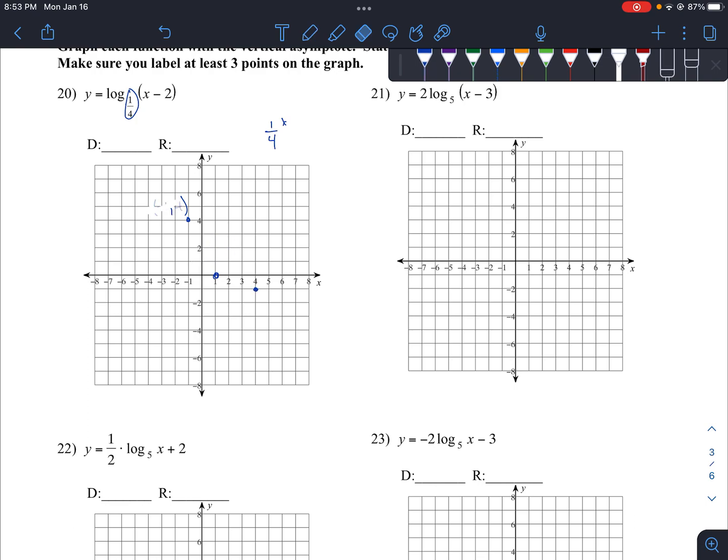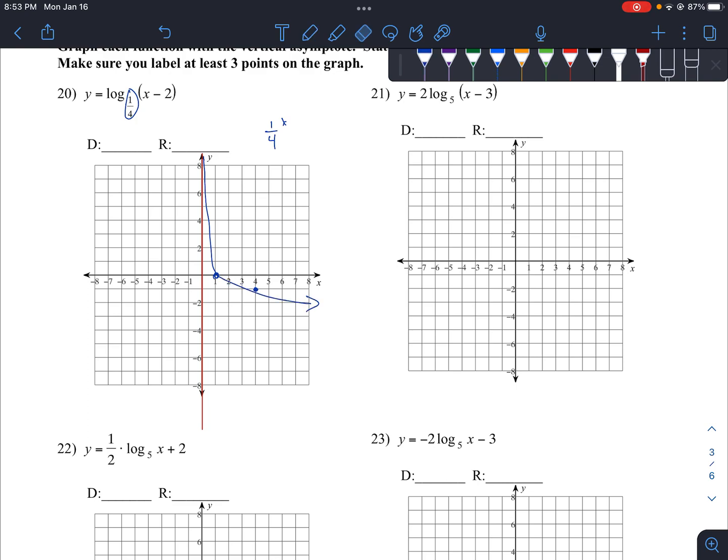So get rid of these. And instead of the asymptote being like this, for logarithms, the asymptote runs vertically. So the vertical asymptote would be right here. And you can see that the function would move along that asymptote rather than horizontal. It would move vertical. And it would go like this right there.